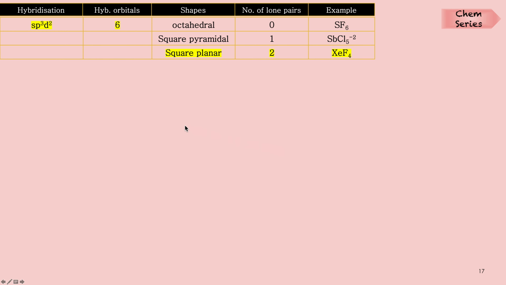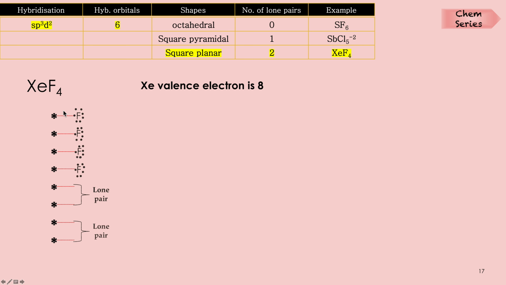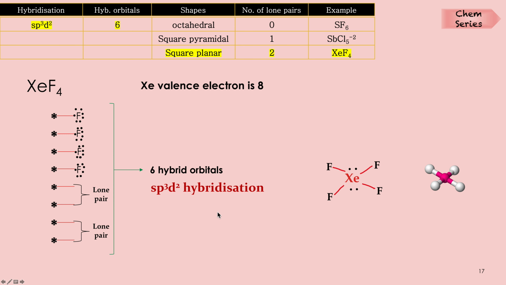The last example will be XeF4. Xe will be your central atom and its valence electron is 8, which has been written like this, and there are 4 fluorine atoms. So 4 valence electrons of Xe will be taken by the 4 fluorine atoms for the bond formation, and the remaining 4 valence electrons of Xe will be left out as 2 lone pairs. So there will be 6 hybrid orbitals, that is sp3d2 hybridization. The shape will be square planar and the geometry will be octahedral.